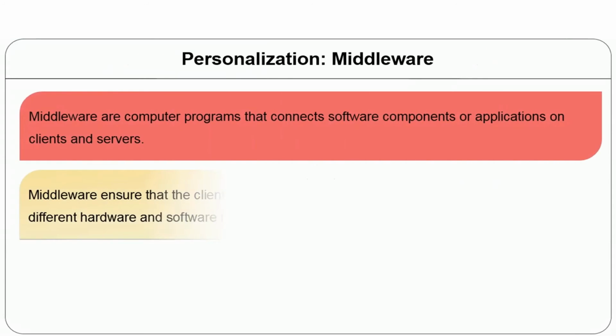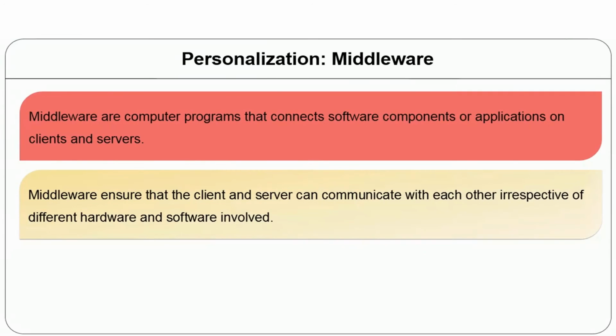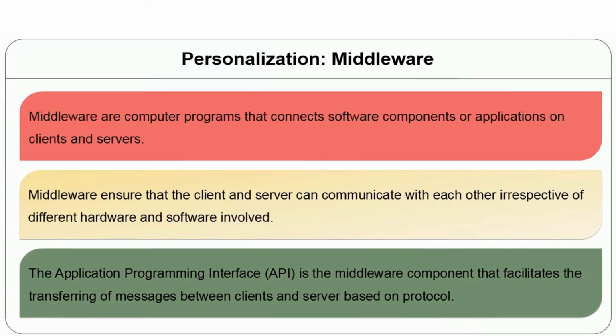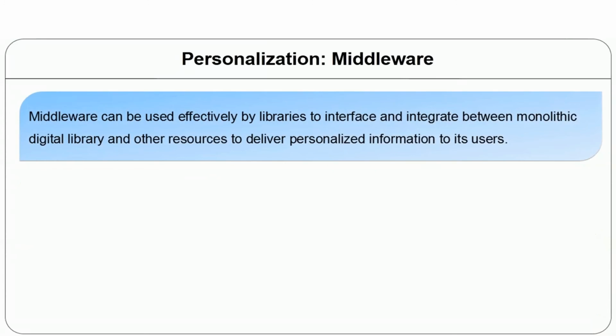Middleware are computer programs for personalization that connect the software components and applications of the client user. This is a little technology based. Application programming interface, that is API, is a middleware component that facilitates transferring of messages between client and server based protocol. Middleware can be used effectively by librarians to interface and integrate between monolithic and digital library. Theoretically, it looks a little technical, but I will give you an example.